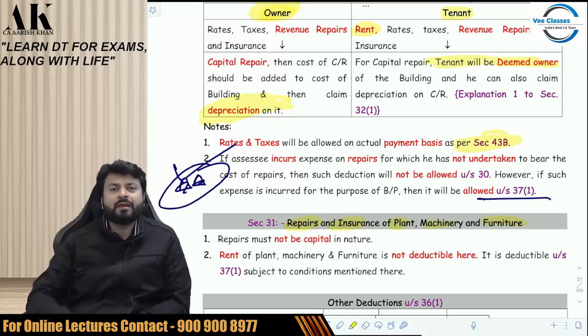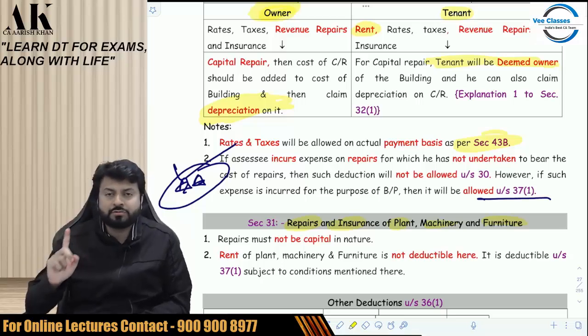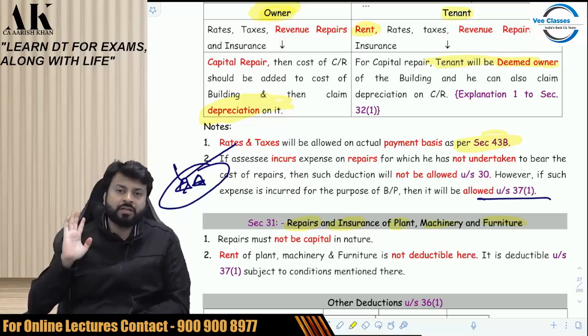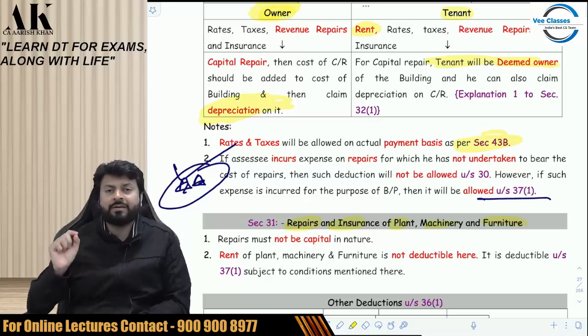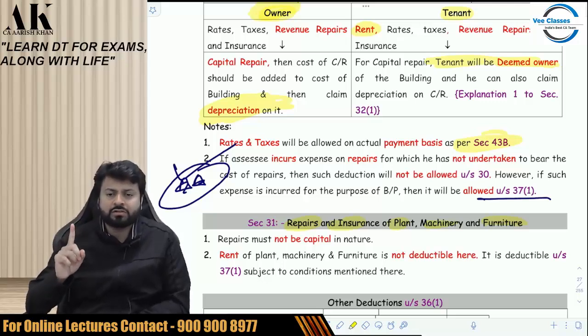Okay. Now, sir, what if I take plant, machinery and furniture on rent? Will I get the deduction of rent? No, no, no. This section does not speak about rent of plant, machinery and furniture. You can see very clearly it's written repair and insurance, not rent. This section only talks about repairs and insurance, not rent.